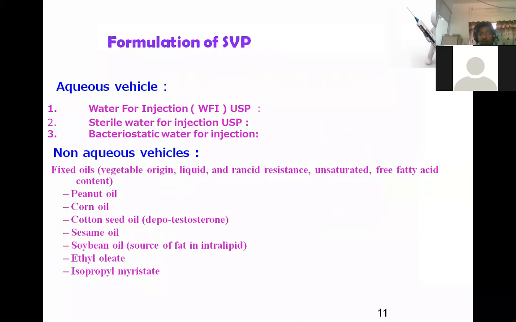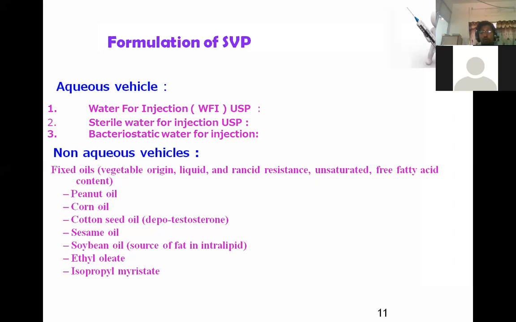Then we have also seen formulation. In formulation, we have seen about vehicles, two types: aqueous vehicles and non-aqueous vehicles. In aqueous vehicles, we have four types: water for injection, sterile water for injection, bacteriostatic water for injection, and one not given here: bacteriostatic sterile water for injection. Ultimately, water for injection is water which is free from pyrogens and suitable for use as a vehicle in parenterals.